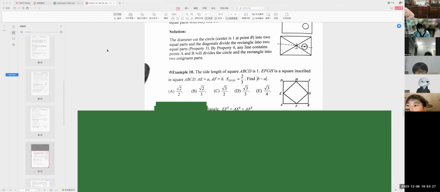Wait, Carrie. What is S of EFGH equals 2/3? Does it mean the area? Yeah, the area. S means area. So this one is 2/3.